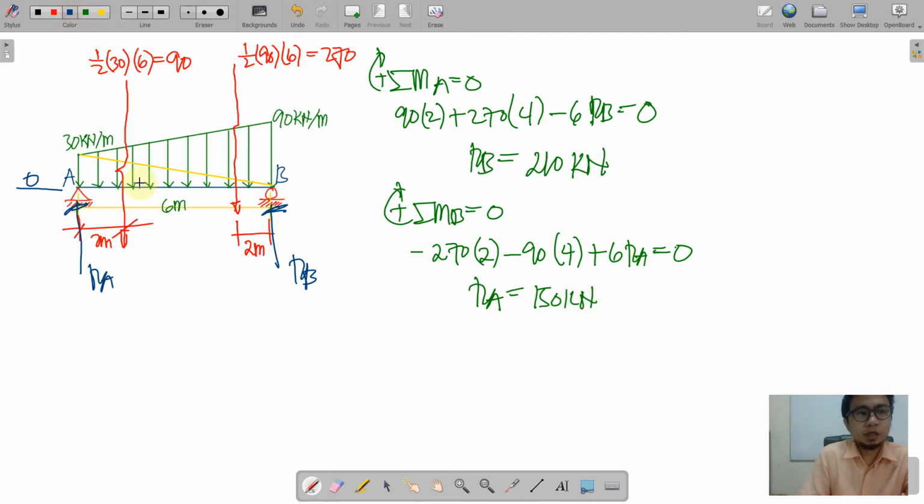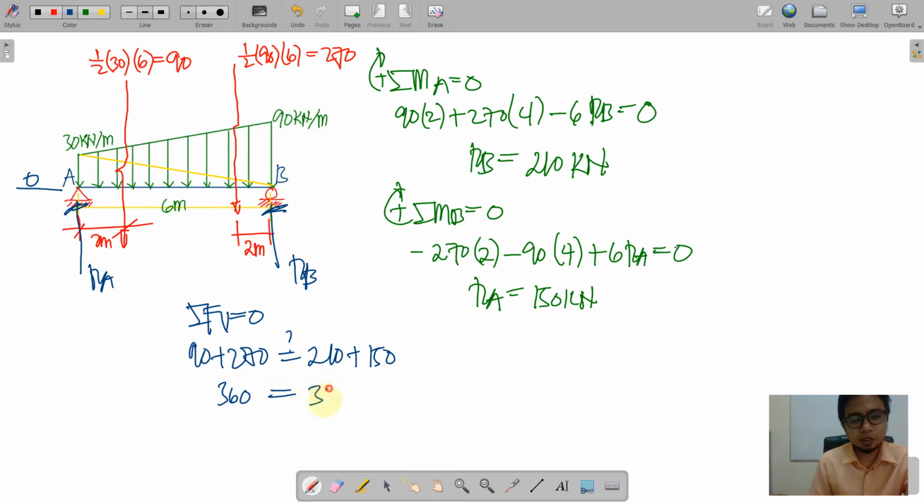So by checking, again we will use this one. Two downward forces, 90 and 270. Is this equal to the two upward forces, 210 plus 150? So I think this is 360, and this shall yield also to 360, so it is really equal. Therefore, we satisfied a balance on summation forces vertical is equal to 0.